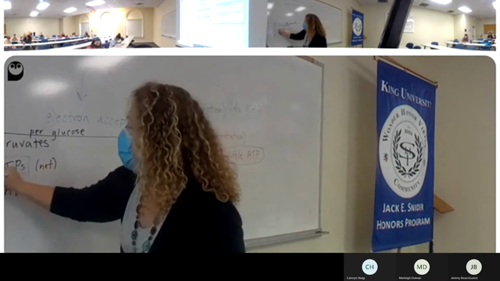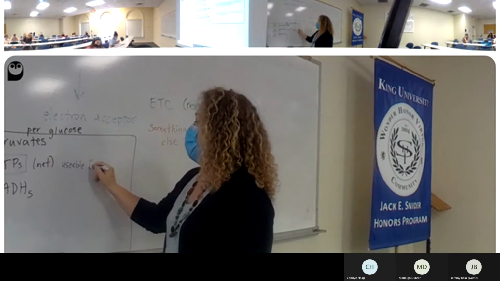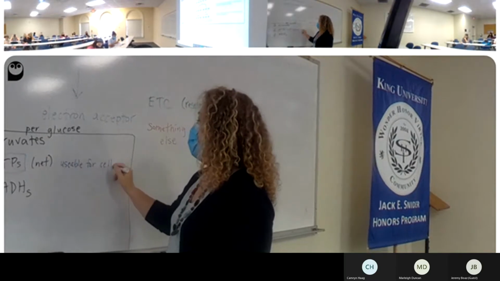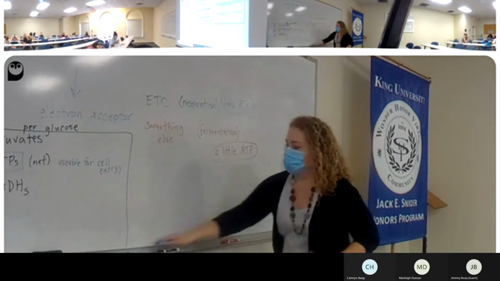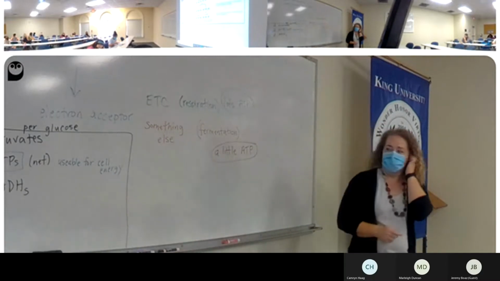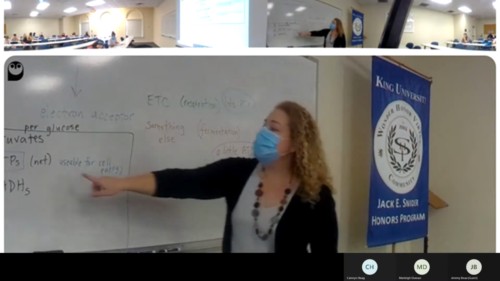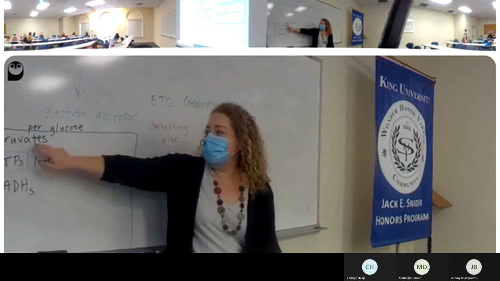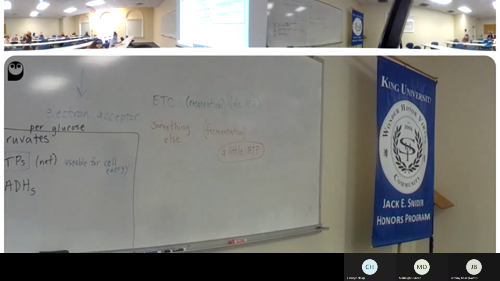The ATPs are the best. They are usable for the cell's energy. Okay, so ATPs the cell could go ahead and use. What's going to happen to the pyruvates? What are they for? What does the cell do with that? What is the point of a pyruvate?